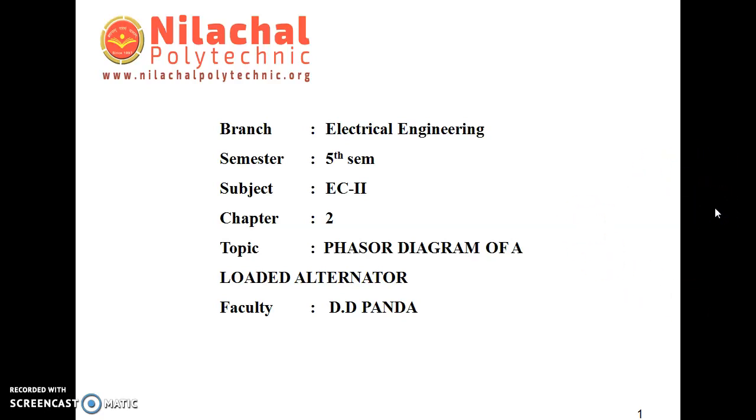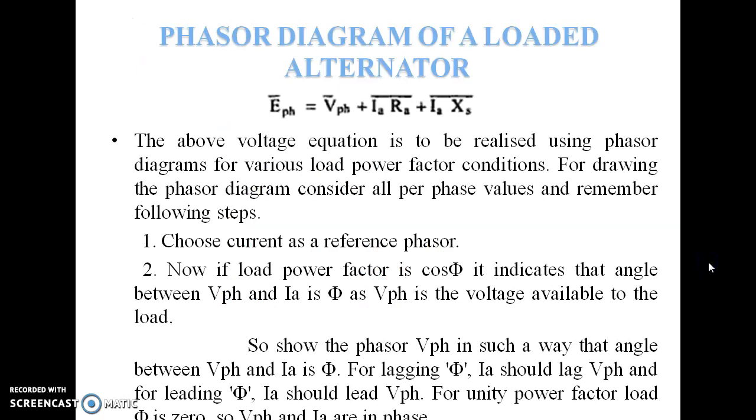We are doing chapter 2, alternator, and today's topic for discussion is the phasor diagram of a loaded alternator. Going to the loaded condition of an alternator, we know the voltage equation of an alternator comprises of EPH equals VPH plus IARA drop plus IAXS drop. So this is the complete voltage equation.